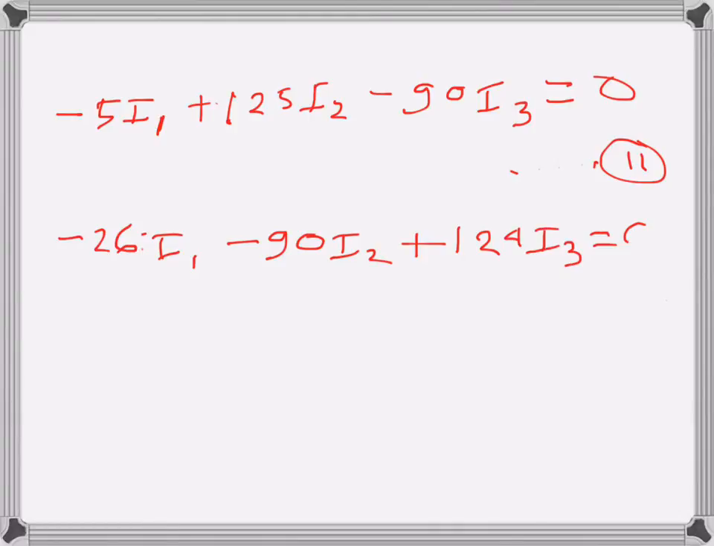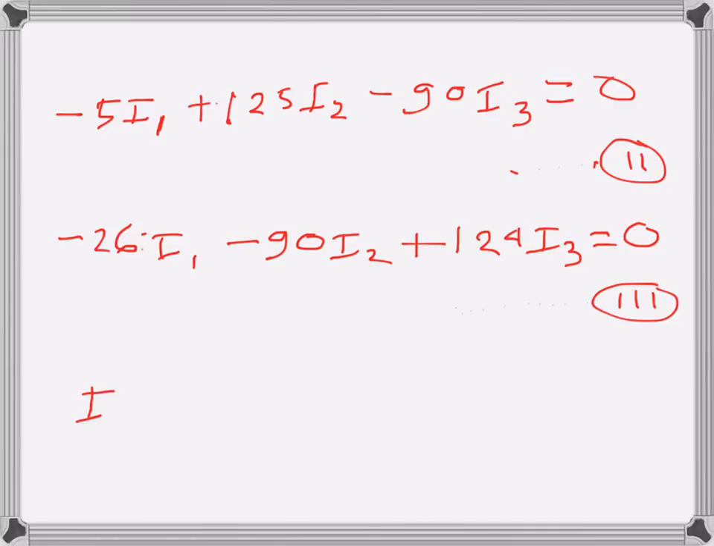So that is equation 3, and there is no source, so that is just 0 on the right hand side. Now there are three simultaneous equations and three unknowns, so I need to find I1, because that's the current through the voltage source, and that will give me the power.